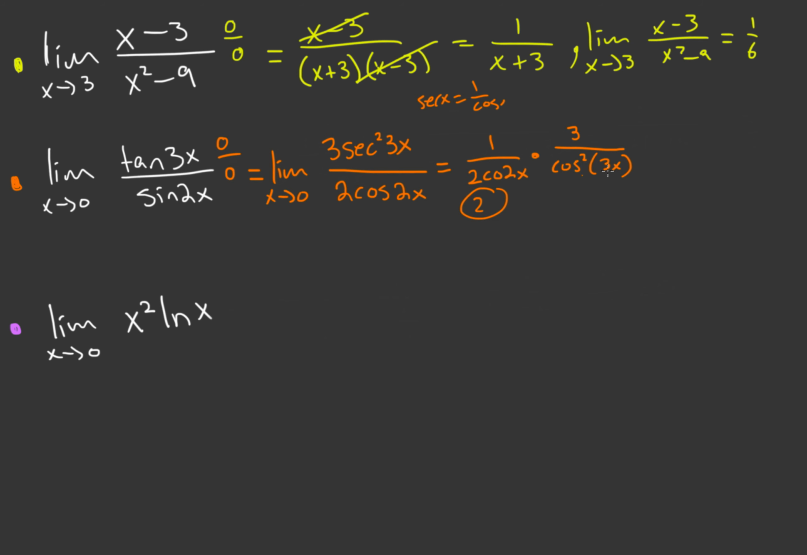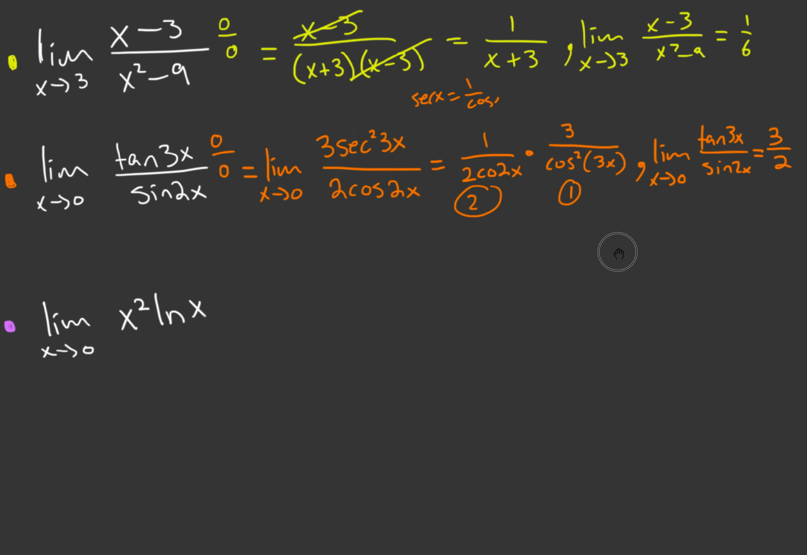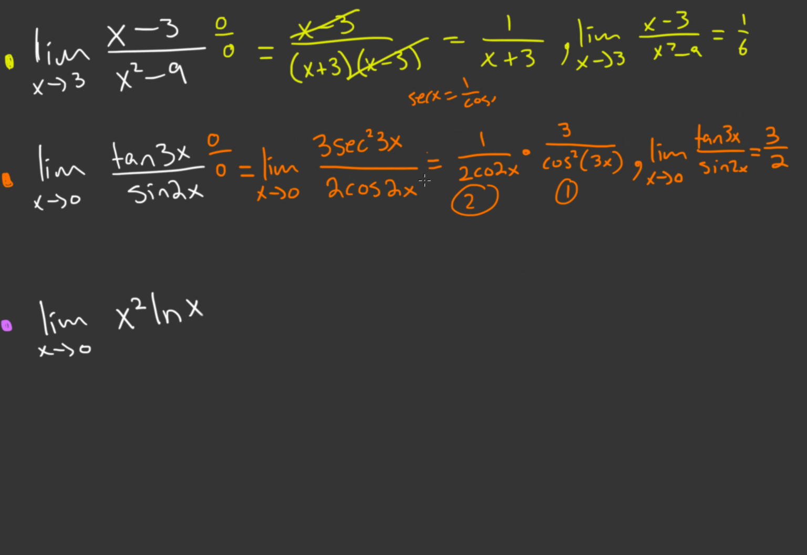And then this part, same thing. Cosine squared of 0 is just 1 squared, essentially. So you get 1 over here. So we have 3 divided by 2 times 1, which is 3 halves. So the limit as x goes to 0 of tangent of 3x over sine of 2x is just equal to 3 halves. That's our answer there. That's one example of using trigonometric identities in order to solve it.